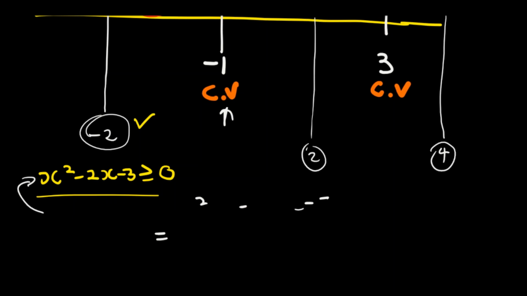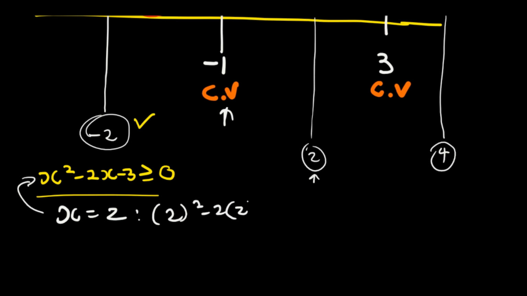So testing for 2, you do the same step. Please, if you don't understand, ask me. When x is equal to 2 now. So now we're trying to check when x is equal to 2. So you substitute. It's going to be 2 squared minus 2 into 2 minus 3. So what does your calculator give you?